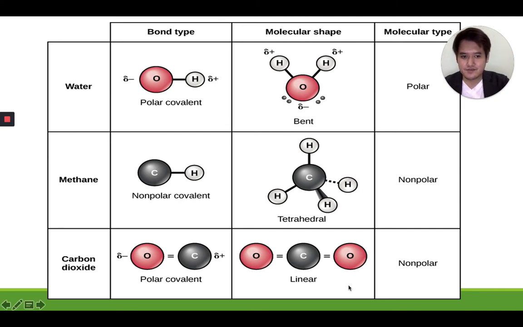You can also have nonpolar covalent bonds, which result in a nonpolar molecule. Methane is a type of gas. It's used as a fuel. Then we also encountered carbon dioxide, which has polar covalent bonds, but because of their molecular geometry, carbon dioxide molecules are nonpolar.